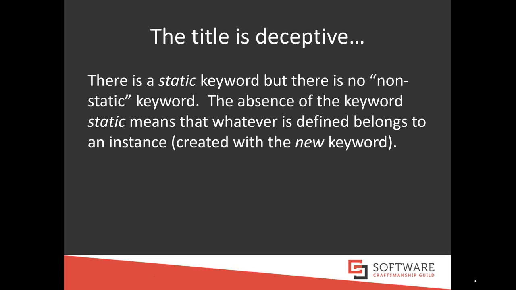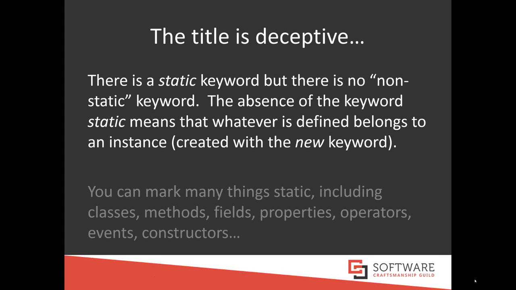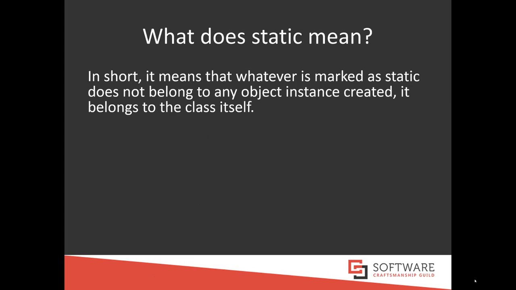So the absence of static means that whatever is defined belongs to an instance or object, which means that it's created with the new keyword. You can mark a lot of things static: classes, methods, fields, properties, operators, events, constructors. There's all sorts of things that we can mark as static. But what does static mean? It means that whatever is marked as static does not belong to an object. It belongs to the class itself. We've already seen this in action.